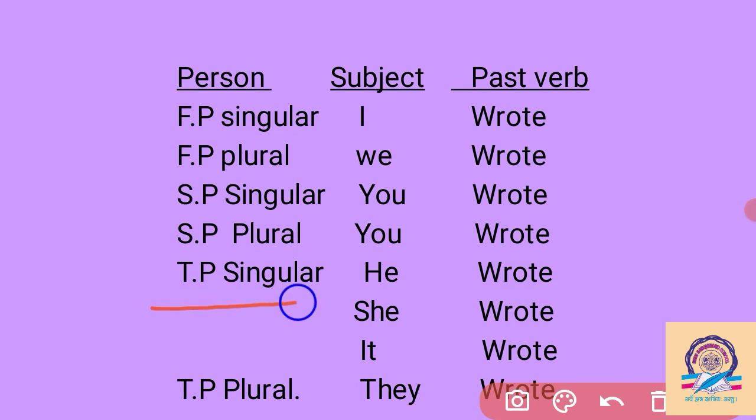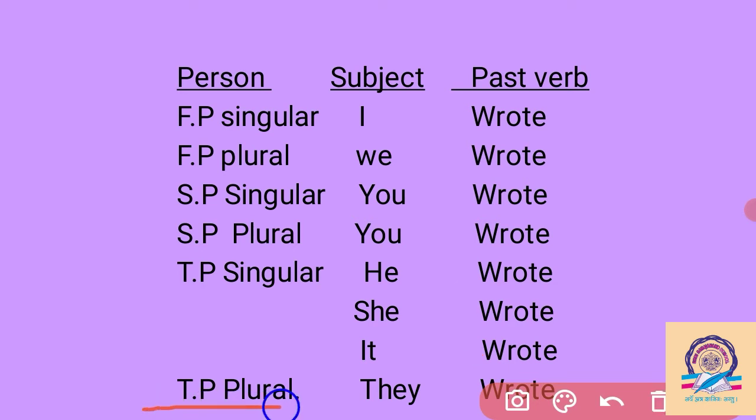Then the third person: the speaker and listener are talking about a third person. If masculine, we use he. If feminine, we use the pronoun she. For birds, animals, and non-living things, we use it. So he, she, it are third person singular. For each and every subject we have to use the past form of the verb.